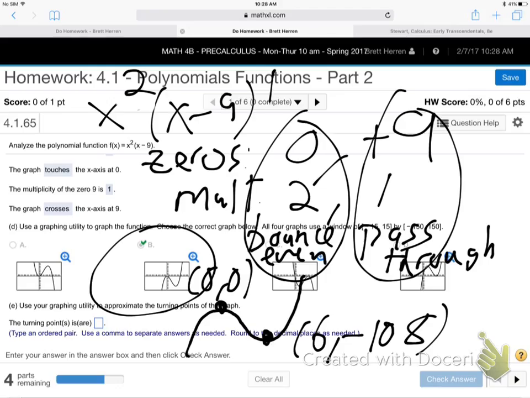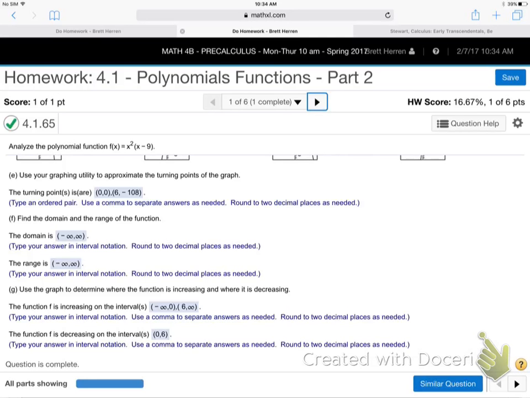So they're saying the turning points are, notice they want ordered pairs. So they want 0, 0, and 6, negative 108, separated by a comma. So 0, 0, with parentheses, comma, 6, negative 108, with parentheses around it. That's what they want for that one. Is everybody okay with that?